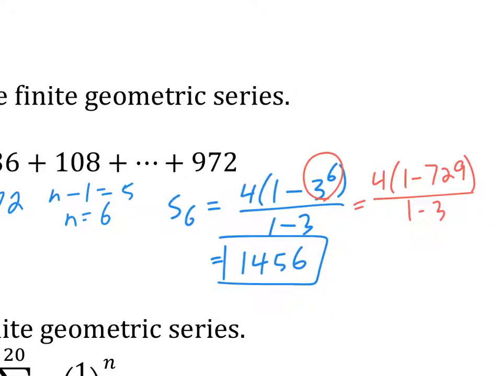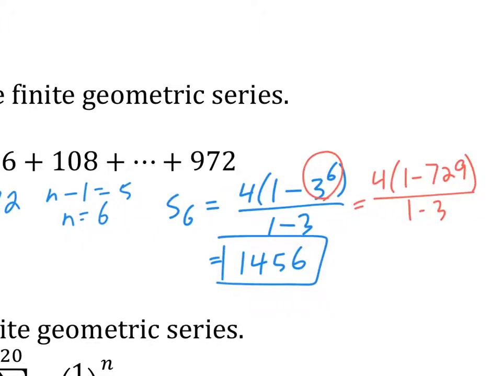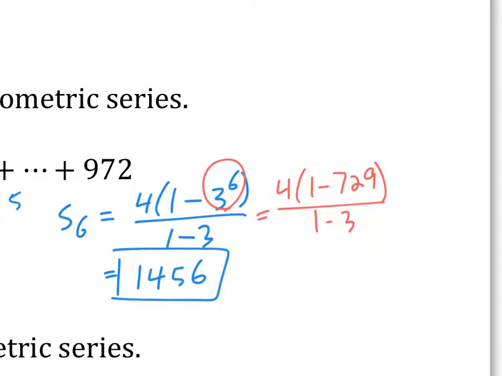So I try not to type everything in the calculator because I make mistakes. And then so 1 minus 729 is negative 728. And then divide by negative 2. And then just kind of do it that way. Okay, thank you.